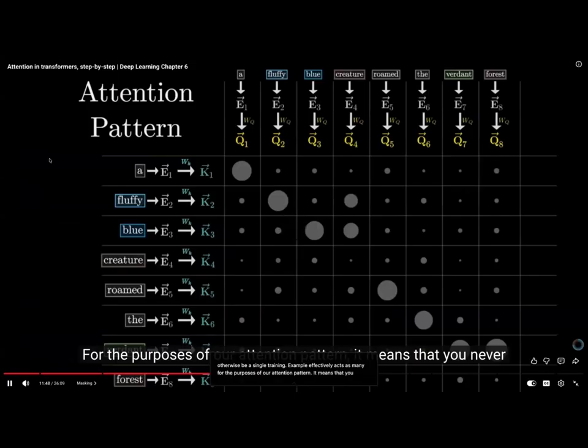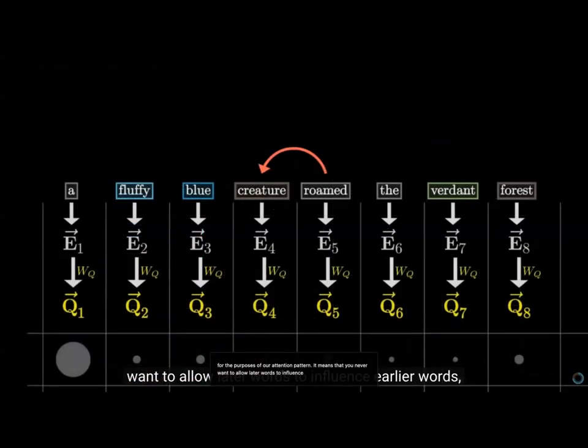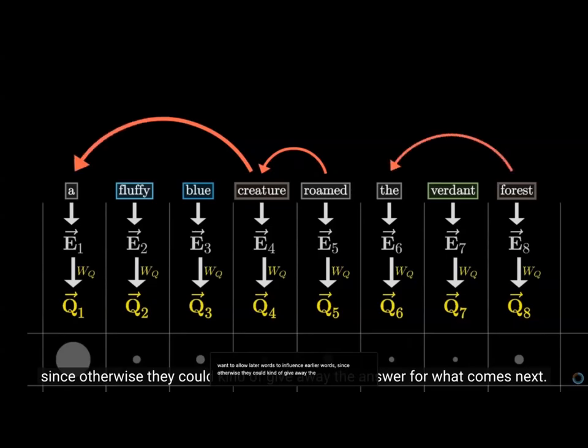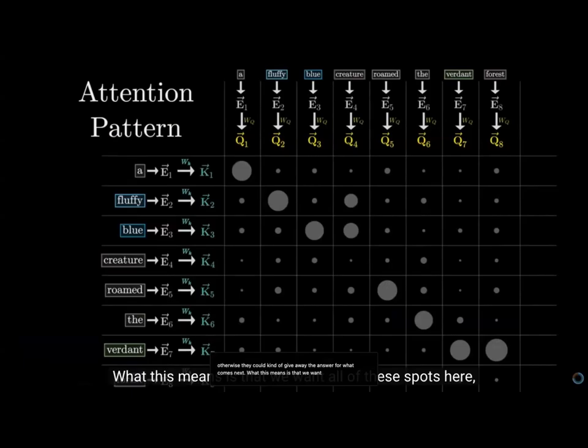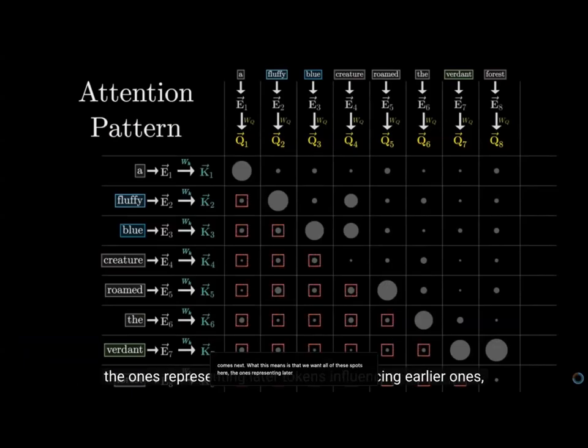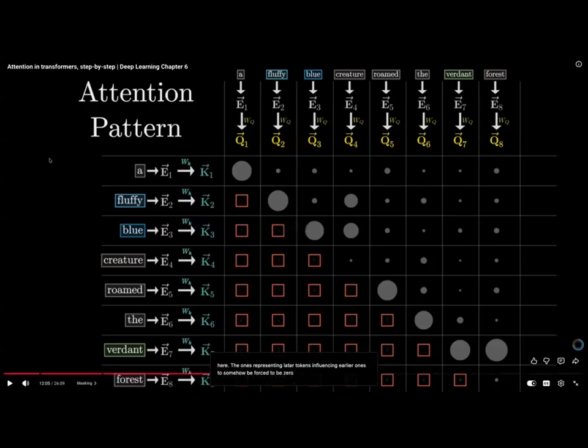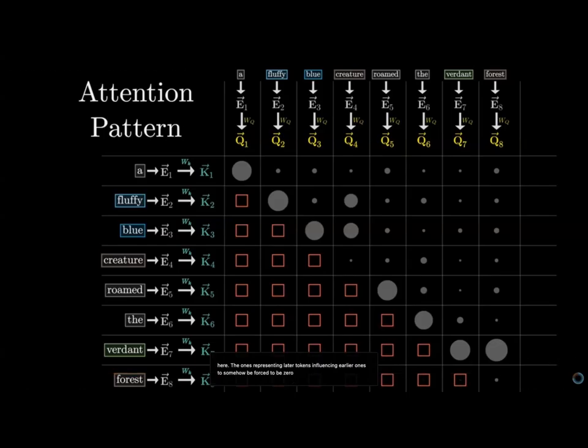Attention pattern, it means that you never want to allow later words to influence earlier words, since otherwise they could kind of give away the answer for what comes next. What this means is that we want all of these spots here, the ones representing later tokens influencing earlier ones, to somehow be forced to be 0. For example, if you look at the first column, which is a fluffy A, we don't want the A to look into the future. So A can only attend to itself, but not fluffy, not blue, not the rest of it, because it can't cheat to look into the future.